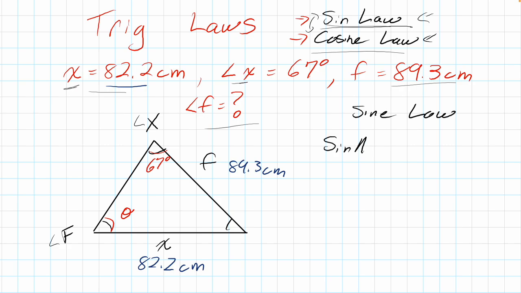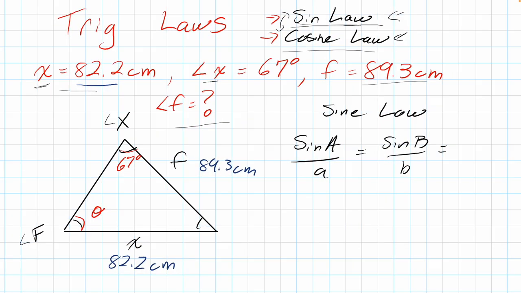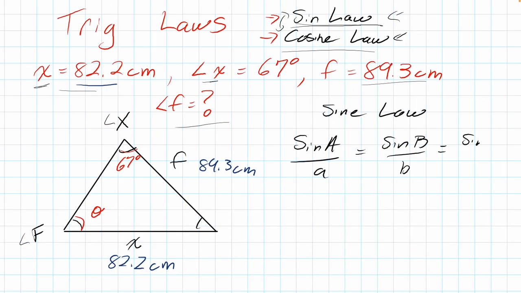You usually have three ratios. Sine A over A, sine B over B is equal to sine C over C. And you can put that vice versa. It doesn't really matter. You can flip those fractions around.